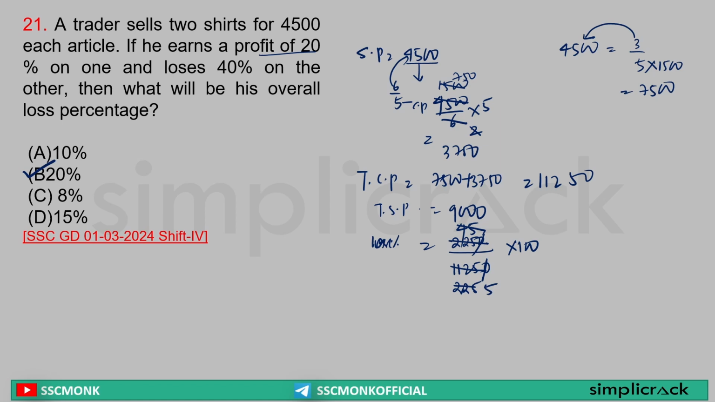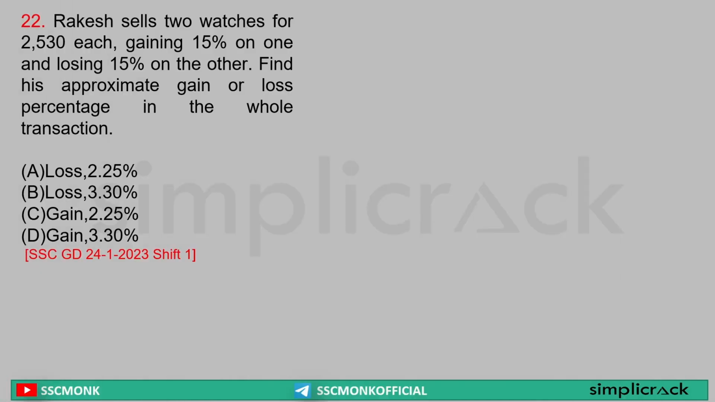Clear? Simple questions. A bit of calculation is required for these questions, but they are not that tough to answer. Sorted? Next. Rakesh sells two watches for 2,530 each. In one, he is gaining 15%. In another, he is losing 15%. Then find his approximate gain or loss percentage.